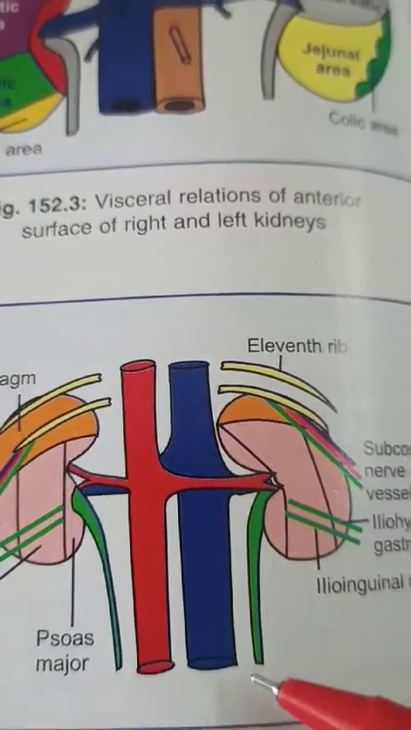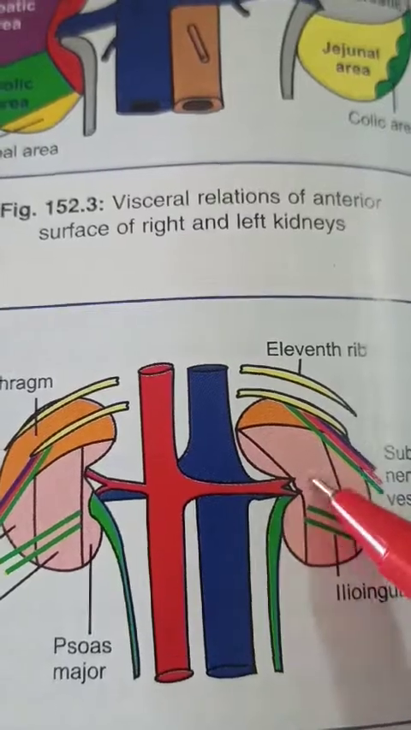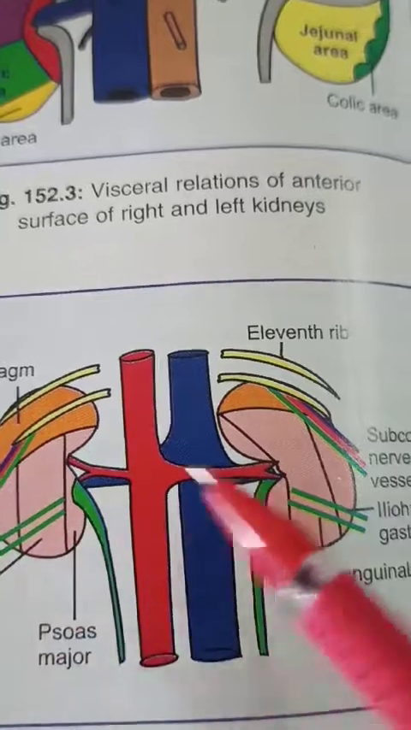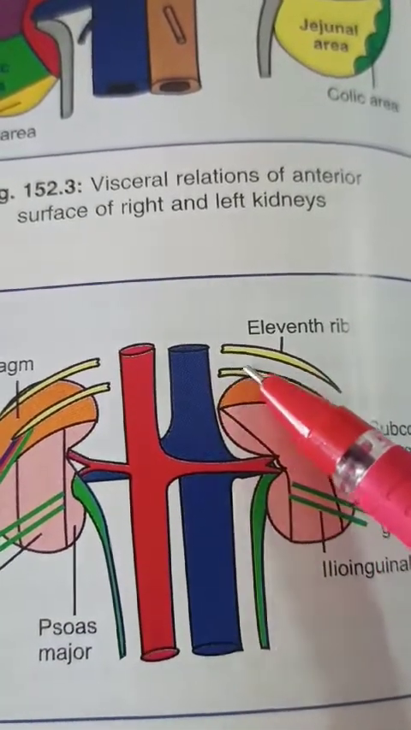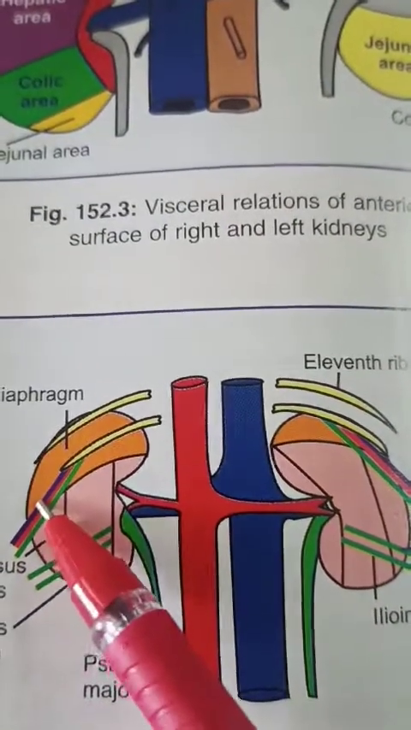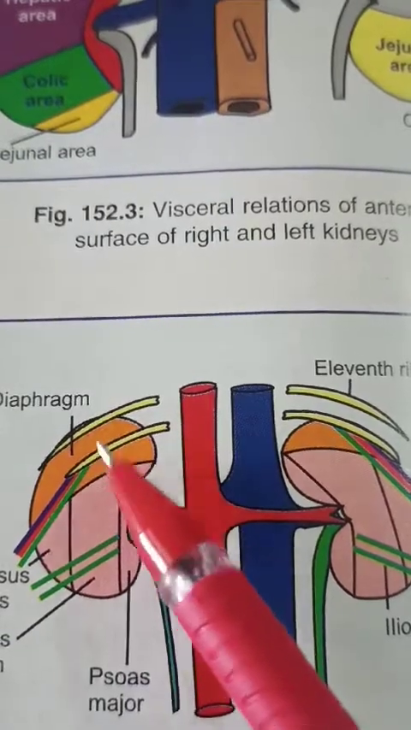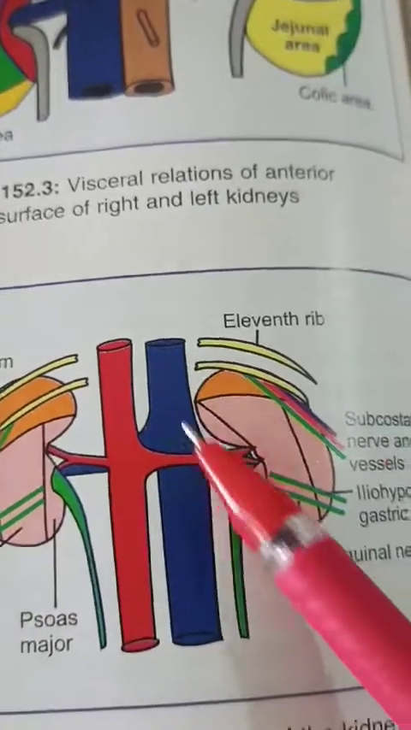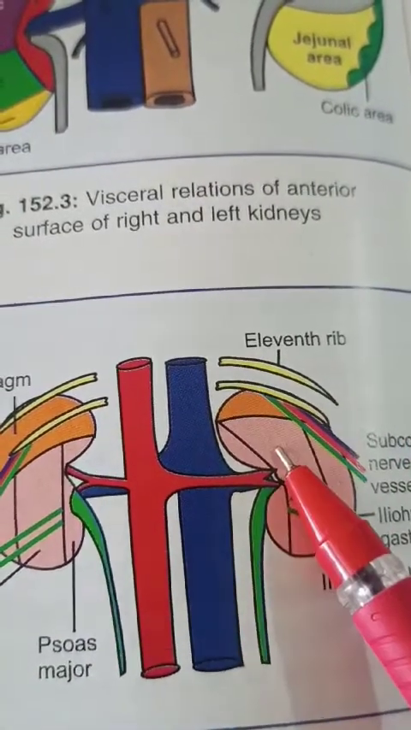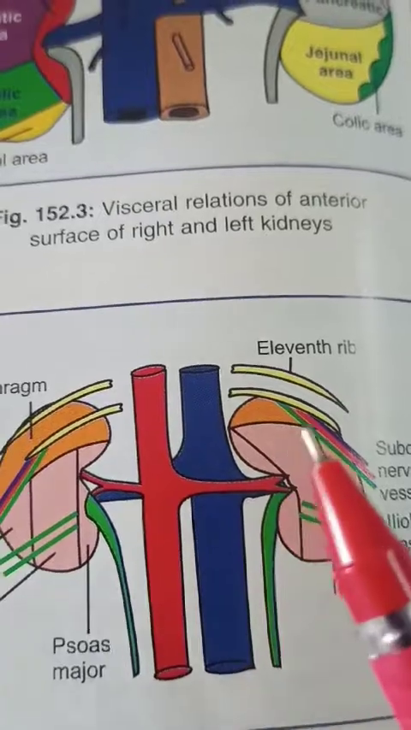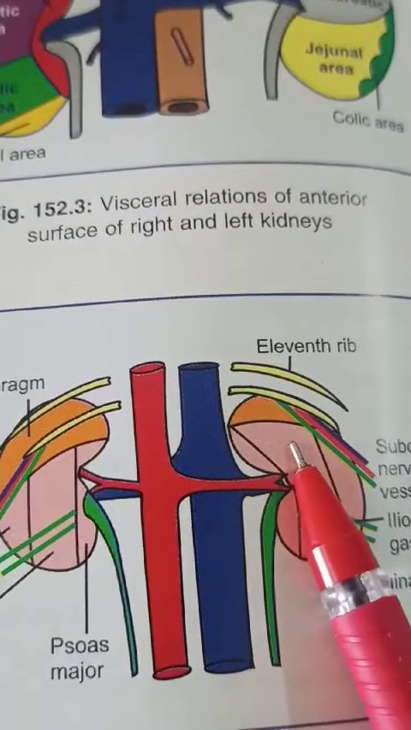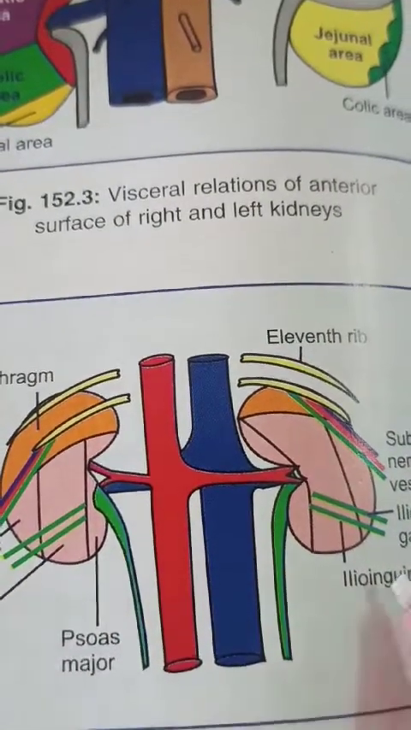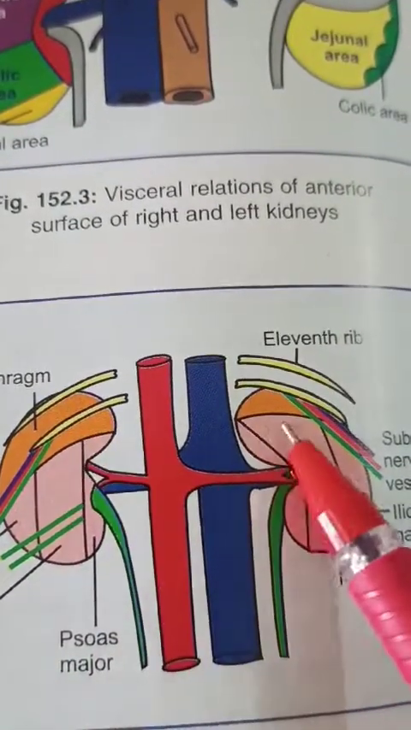So in this diagram, this is the right kidney and this is the left kidney. Here we can see the right kidney is related to only the 12th rib, and the left kidney is related to the 12th and 11th ribs. Okay. This is the right, this is the left, because it is showing the posterior surface. So these are the posterior relations. Both are the same.